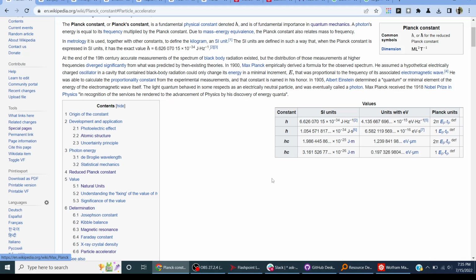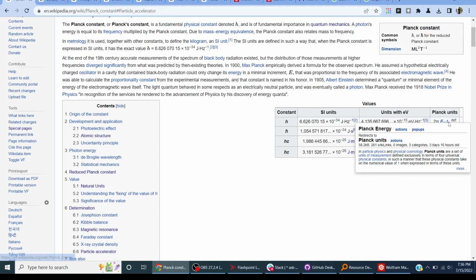Constant h, SI unit: 6.62607015 times 10 to the minus 34 joule hertz. Units with electron volts: 4.135667 times 10 to the minus 15 electron volts hertz. Planck units: 2 pi E sub P t sub P. Wait, what? 2 pi Planck energy times Planck time.